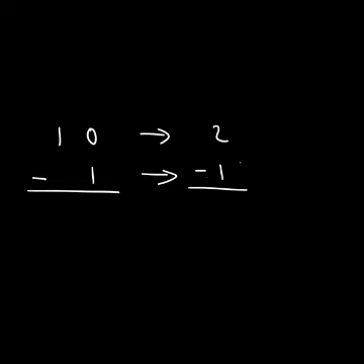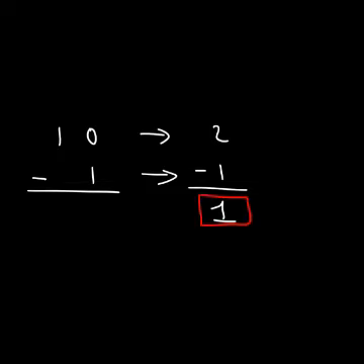Now what if you have 1 0, but you wish to subtract it by 1? What will you do? 1 0 as a binary number is equivalent to 2 in the decimal system. And 1 is just 1 in the decimal system. So 2 minus 1 should give us an answer of 1.